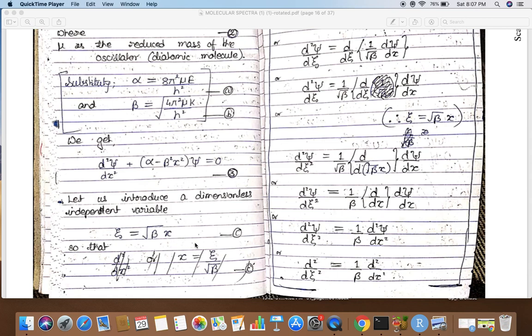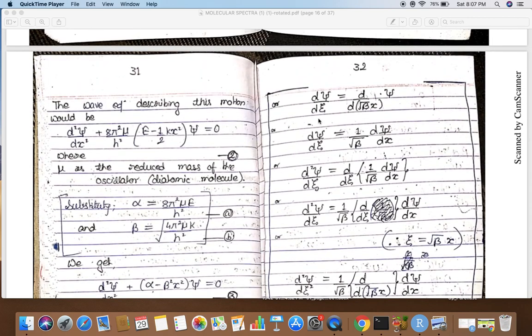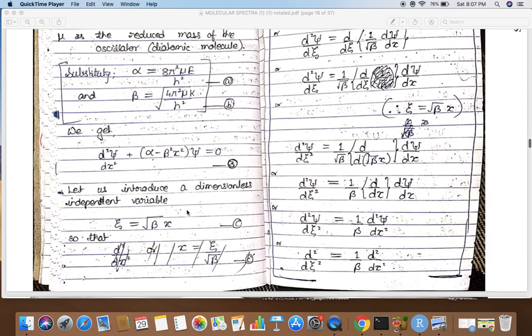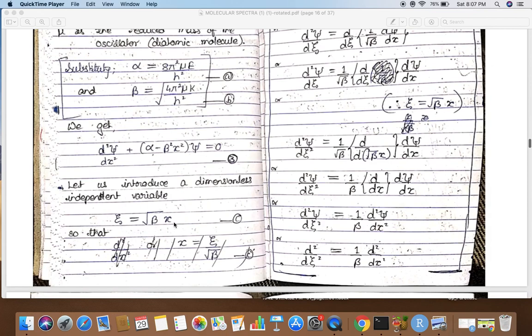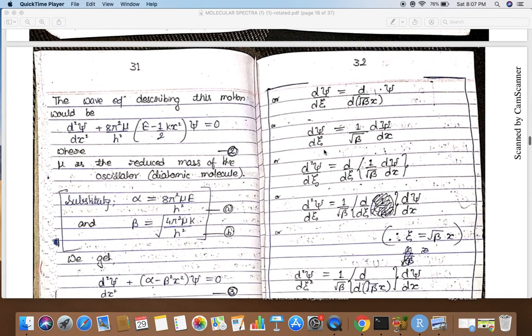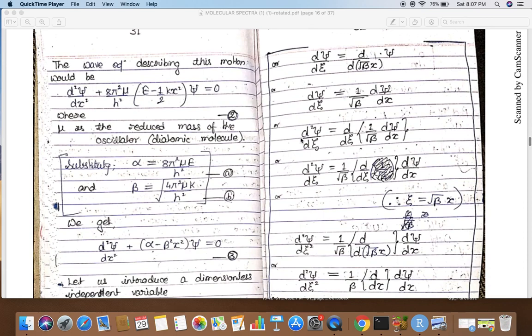So ξ = √β x. Then for any function ψ, dψ/dξ is dψ/d(√β x), because I have kept ξ = √β x. From here, dψ/dξ = (1/√β) dψ/dx. Now again we have to take the second derivative, so d²ψ/dξ² is equal to 1/√β, again d of (1/√β) dψ/dx.